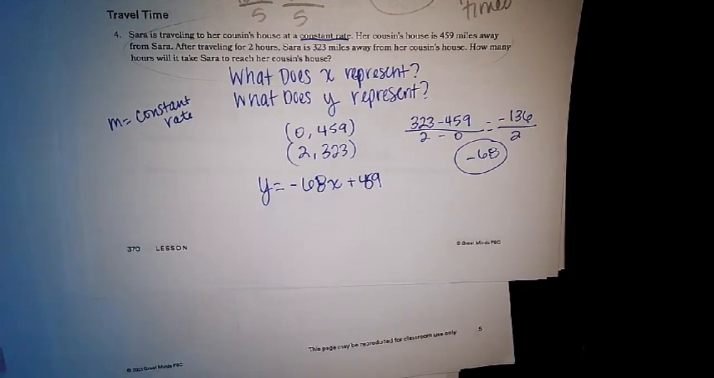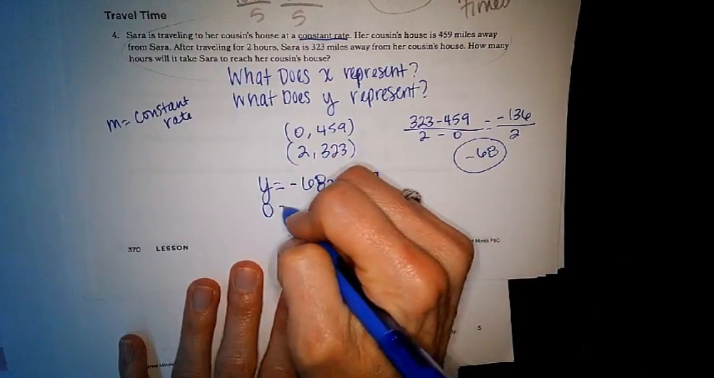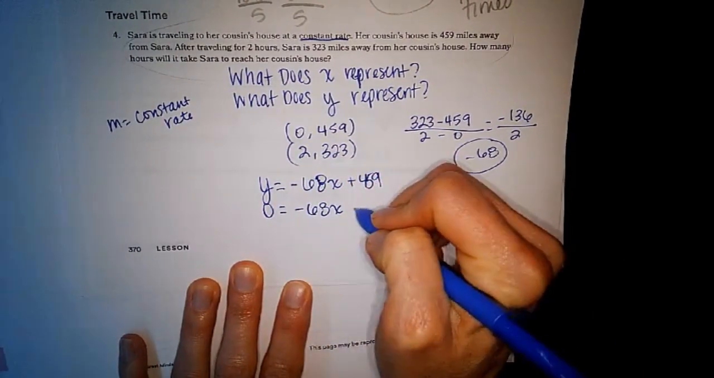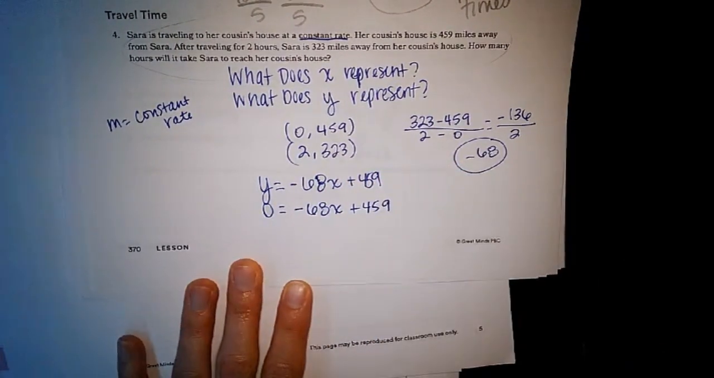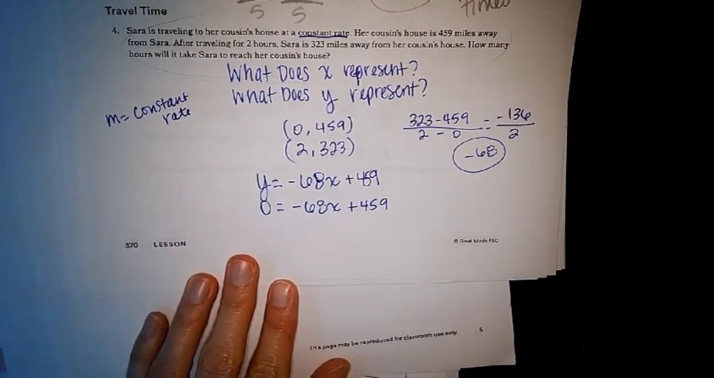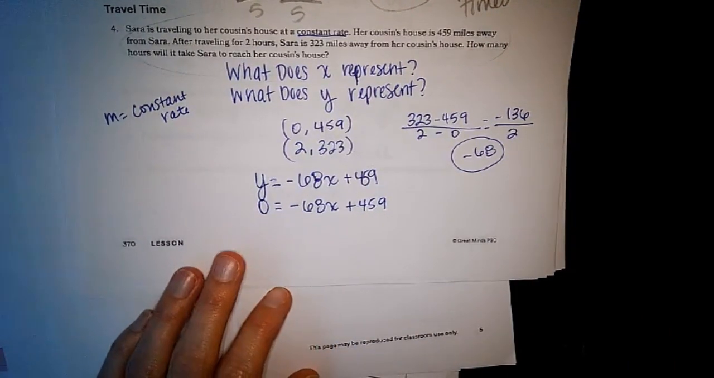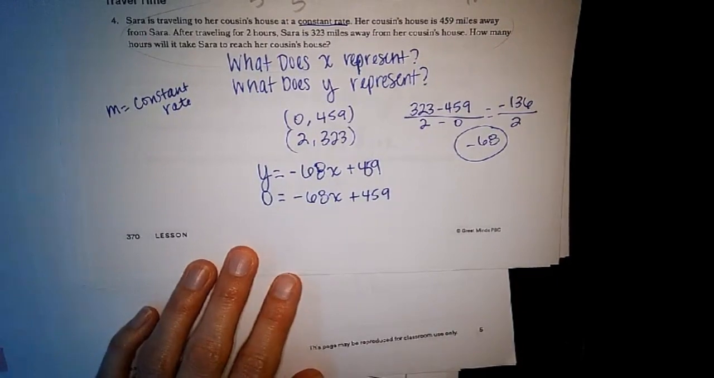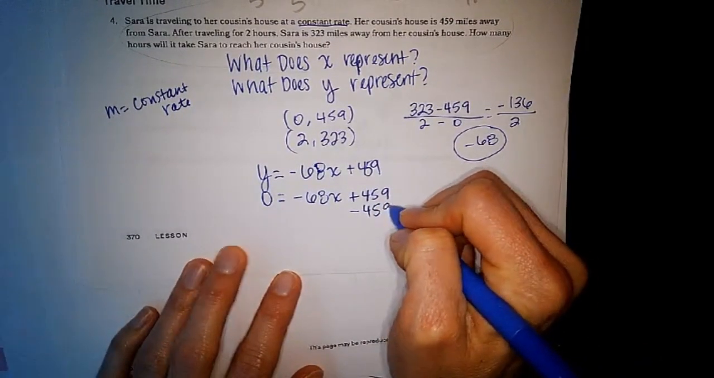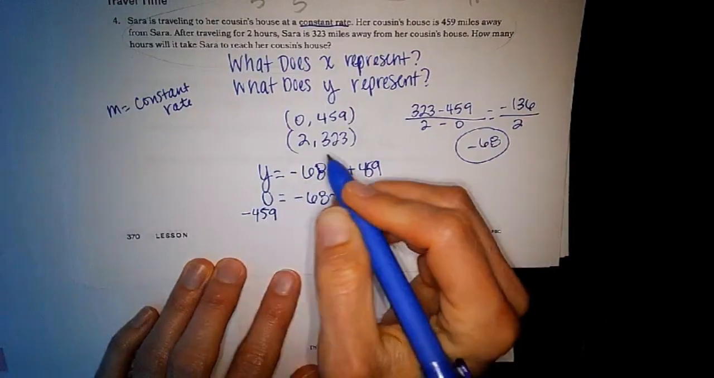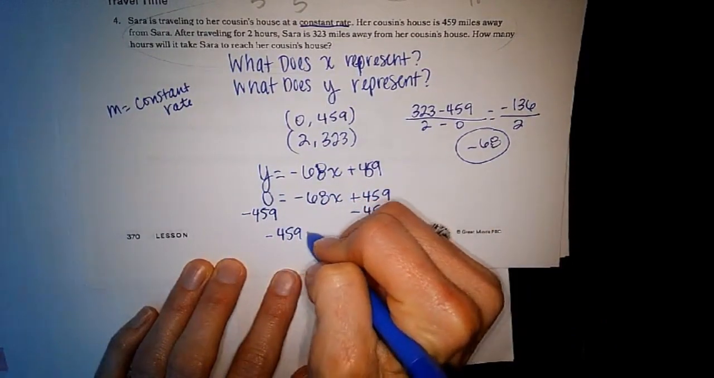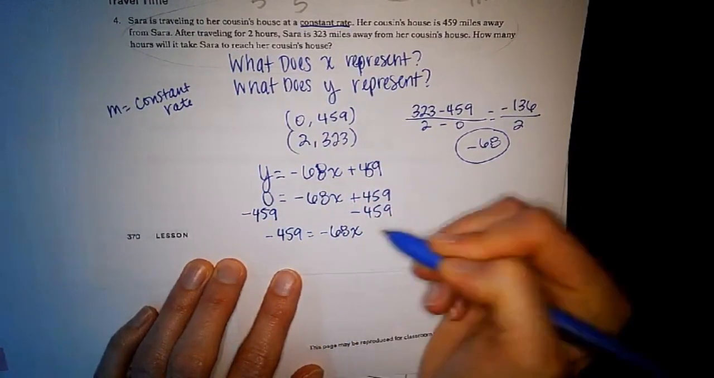So if she's going to be 0 miles away, where can we put the 0? The y. So if we put 0 here, how do we solve for x? x is going to be how long it takes, right? So what do we do next? Subtract what? 459. So now we have negative 459 equals negative 68 times x. Now what do? Divide by negative 68.